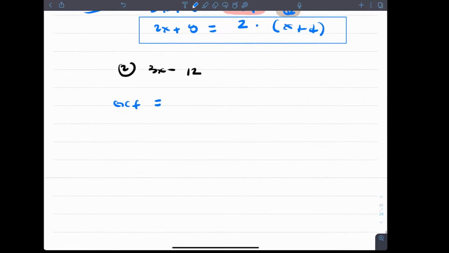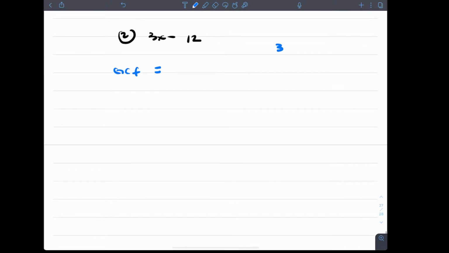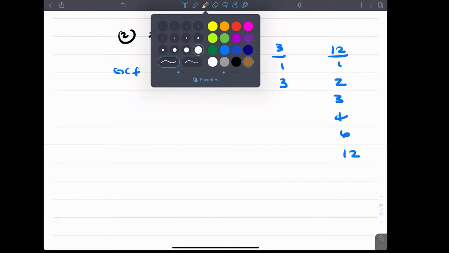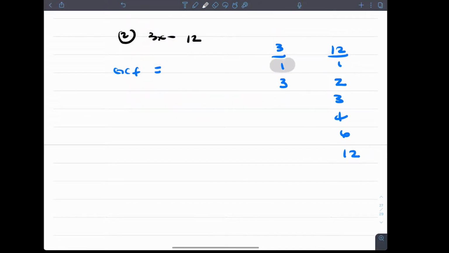Do you guys know? Factors of 3 are the numbers that go into it with a 0 remainder, like 1 and 3. What about 12? 1, 2, 3, 4, 6, and 12. Those are all factors. And what is common? 1's common. What else is common? 3 is common. Isn't that the greatest? Greatest common factor is 3. Okay, you guys okay with that one?